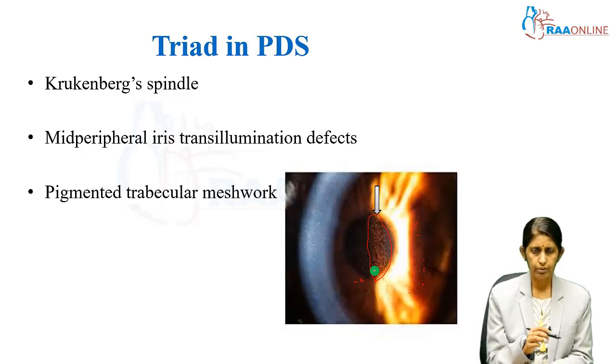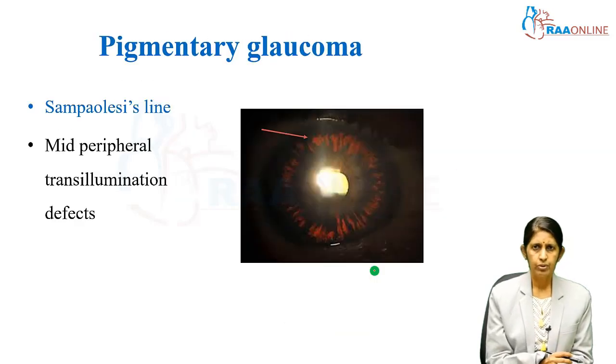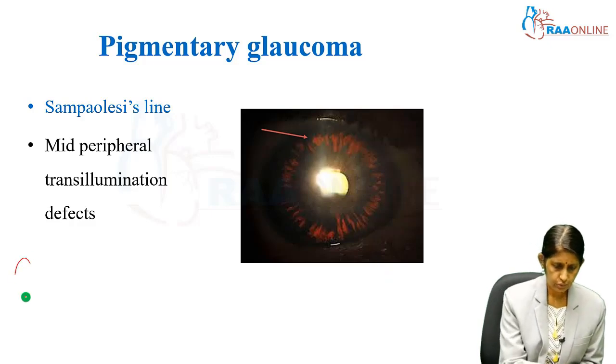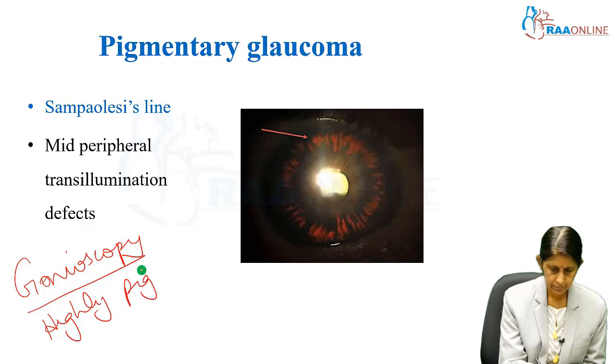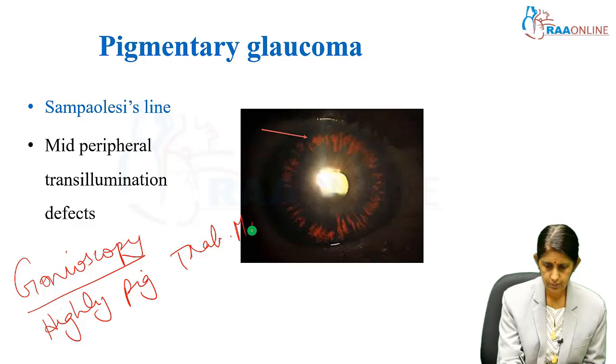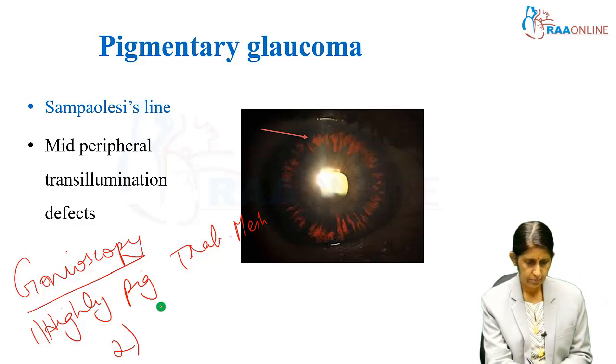I told you for all patients we have to do a gonioscopy. Gonioscopy is a study of angle structures. So, gonioscopy shows you the highly pigmented trabecular meshwork. Then the second thing it will show you is what you call a Sampaolesi line. That is a Sampaolesi line.